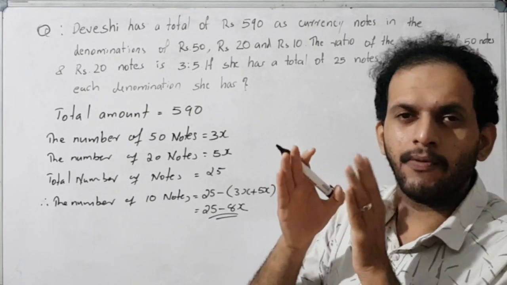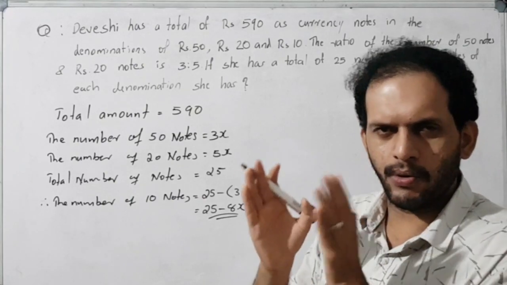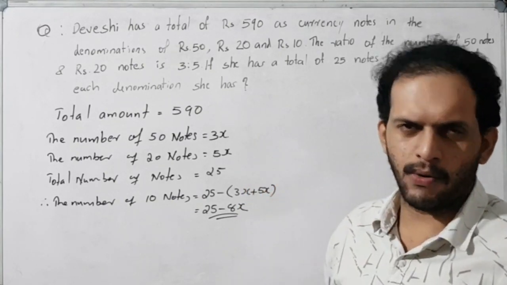What is the amount we get from the 50 note? What is the amount we get from the 20 note? What is the amount we get from the 10 rupee notes?